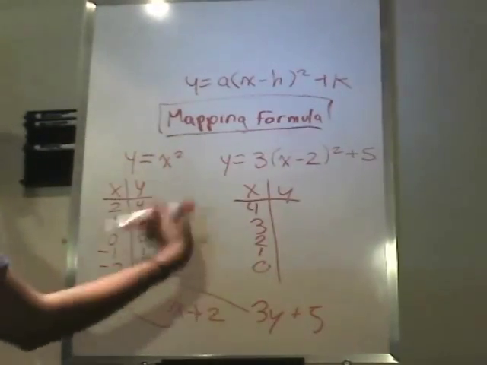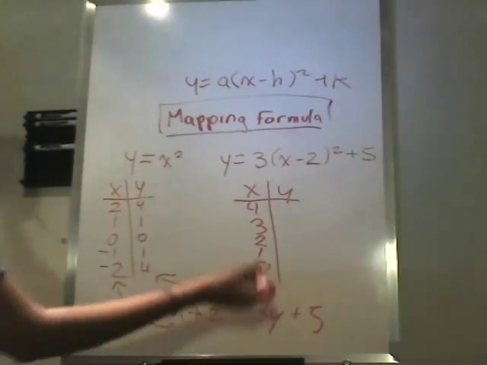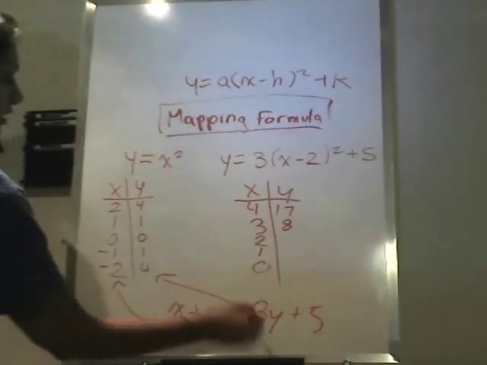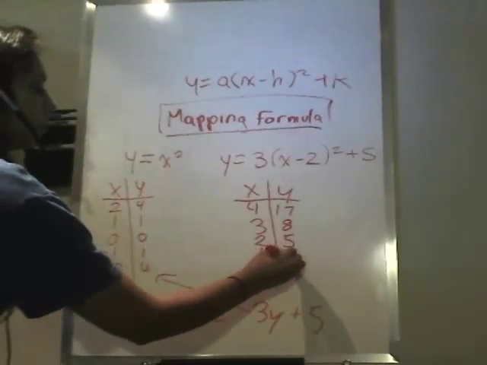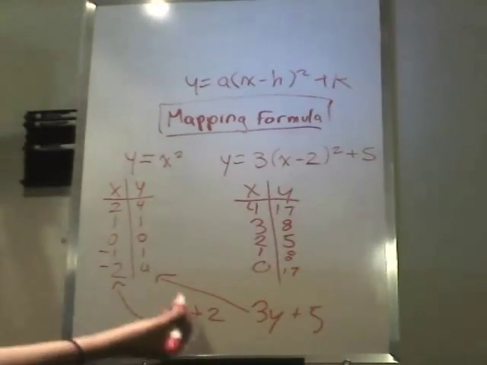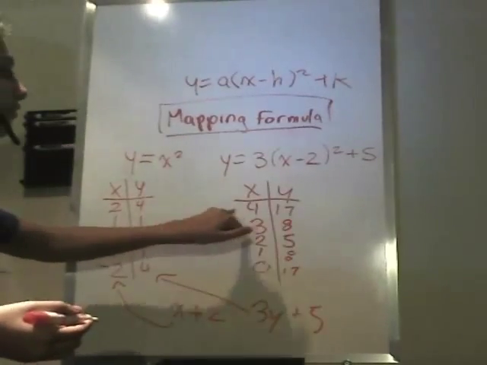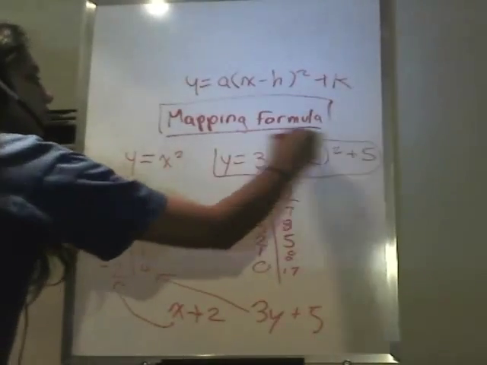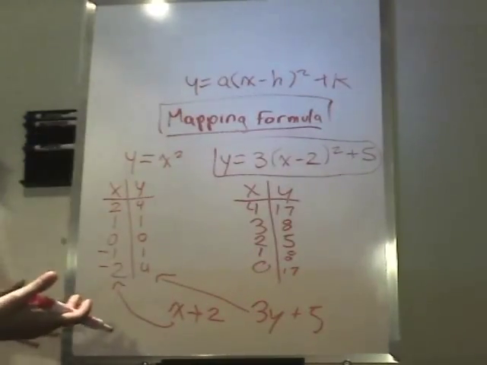And so we're going to do 3 since we learned it. It's going to be 12 plus 5, so it's going to be 17. Put in the 1. It's going to be 8. 0 times 3 equals 0, so then it's going to be 5. Obviously, it's a parabola, so it's going to go to 8, 17. And there, you got your table of values. You have your points to graph this equation. And that's how you graph vertex form.